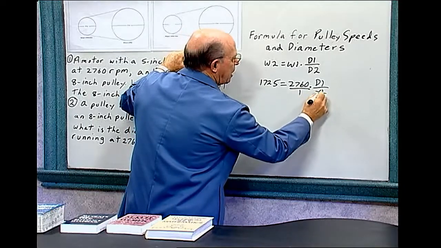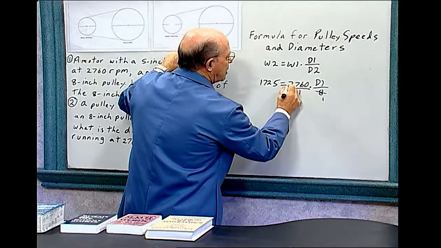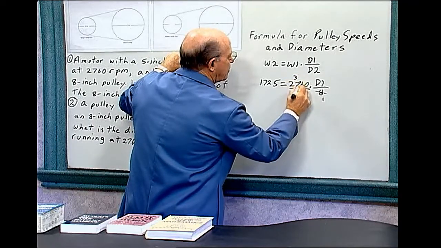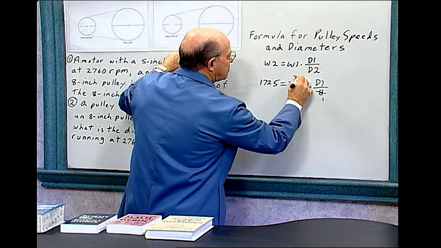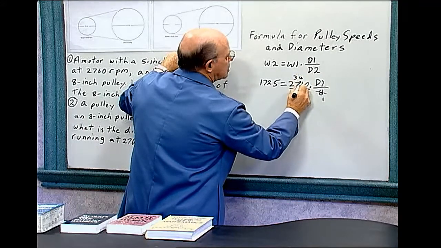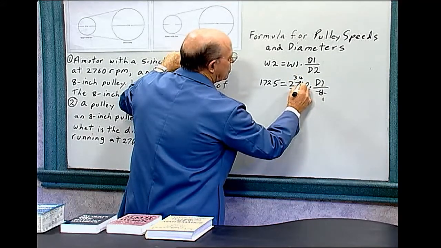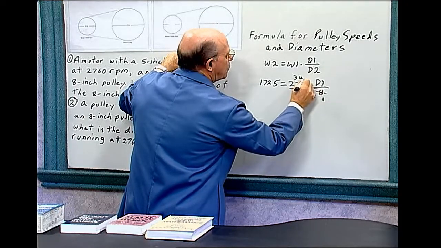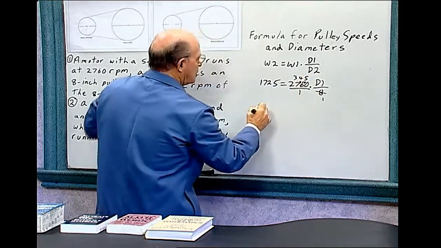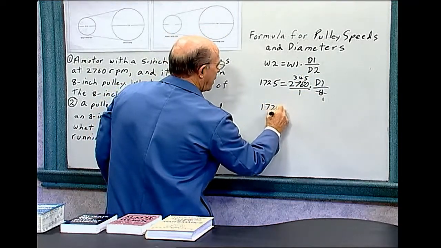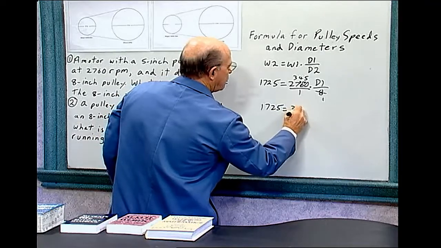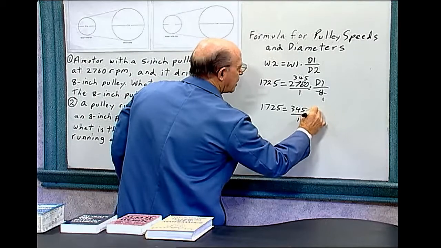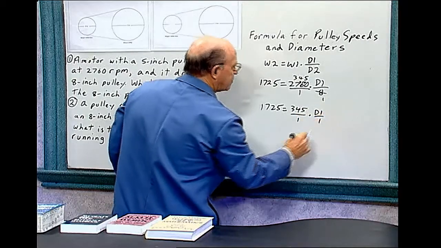So 8 goes into 8 one time. 8 goes into 27. 8, 16, 24. That's 3 with 3 left over. 8 goes into 36. That's 4 times. 8, 16, 24, 32. And there's 4 left over. 8 goes into 40 5 times. So it's 1725 equals 345 over 1 multiplied by D1 over 1.